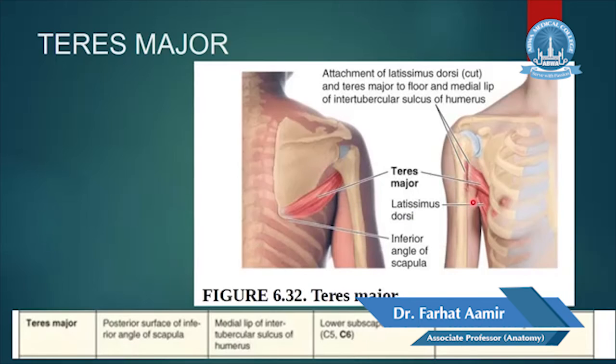Okay, there are two majors, pectoralis major and teres major, and in between is the latissimus dorsi. What is the nerve which supplies teres major? It is the lower subscapular nerve. It is adducting and medially rotating the arm. Teres minor was laterally rotating the arm. This one is medially rotating the arm. Deltoid was abducting, supraspinatus was abducting, but teres major is adducting the arm.